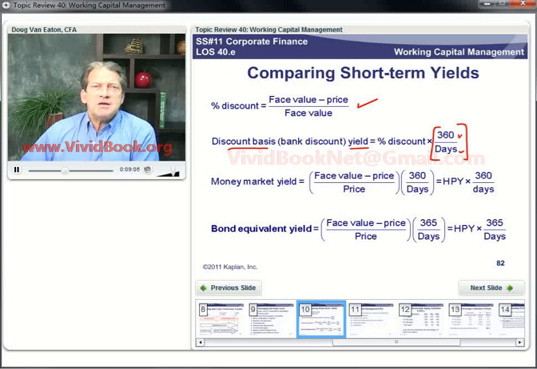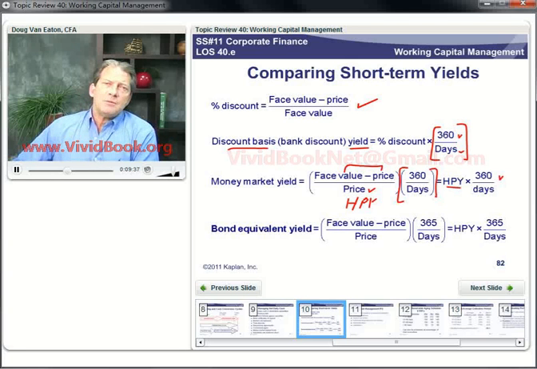If we want a money market yield, we take the difference between the face value and the price and divide it by the price we paid. So that's a real holding period yield right there. There's our HPY, holding period yield. And then we annualize that, same as we did with the discount, multiplying by 360 over the number of days to maturity. So that's the holding period yield times 360 over days to maturity.